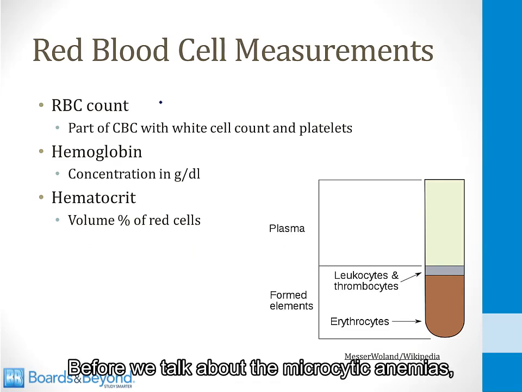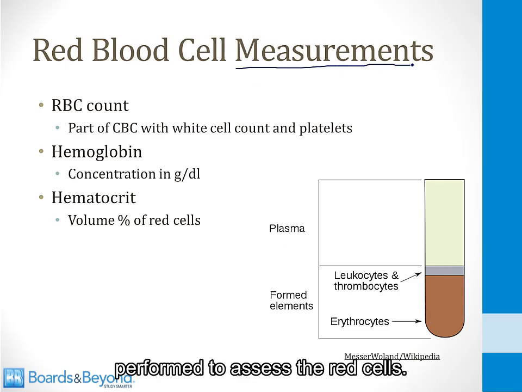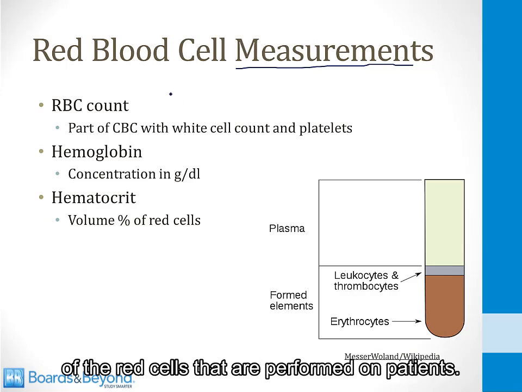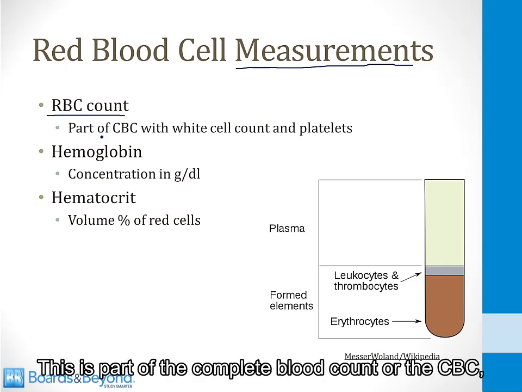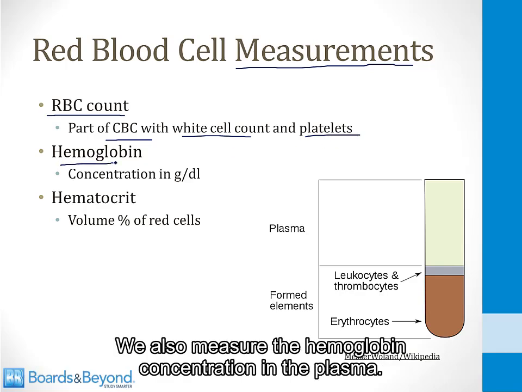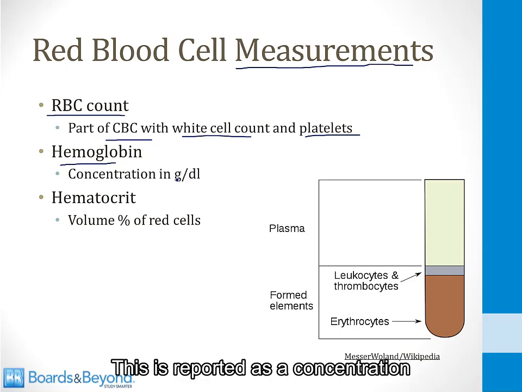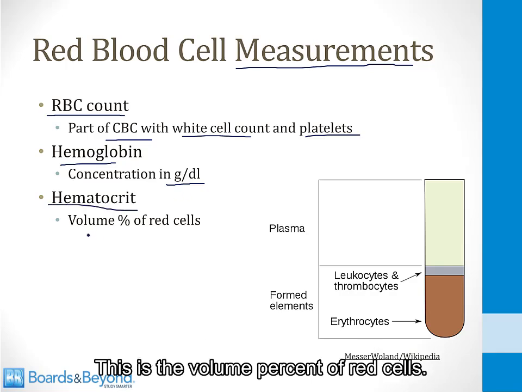Before we talk about the microcytic anemias, let's talk about some of the measurements that are commonly performed to assess the red cells. There are three standard measurements of the red cells that are performed on patients. The first is a red blood cell count. This is part of the complete blood count, or the CBC, along with the white cell count and the platelet count. We also measure the hemoglobin concentration in the plasma. This is reported as a concentration, usually in grams per deciliter. And then the third standard measurement is the hematocrit. This is the volume percent of red cells.